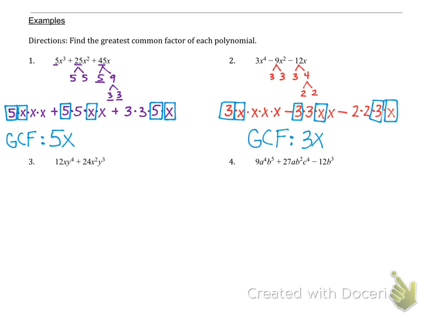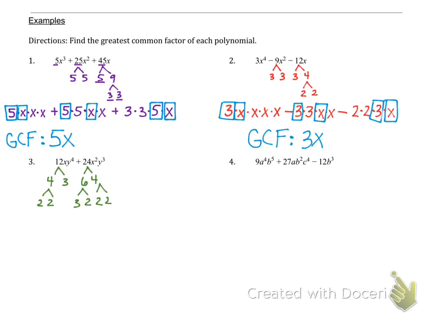Let's try number 3 now. So I'm going to do the same thing. I'm going to break down the 12 into 4 times 3 and 2 times 2. And for the 24, I'm going to break it down into 6 times 4, 3 times 2, and then 2 times 2. It wouldn't have mattered if for 24 you decided to pick 8 times 3. You still would have received the same factors at the very end.